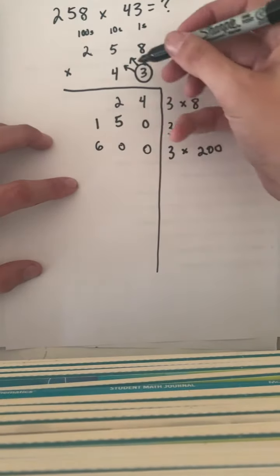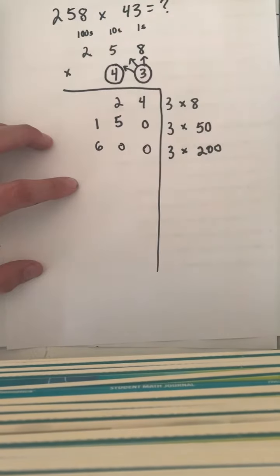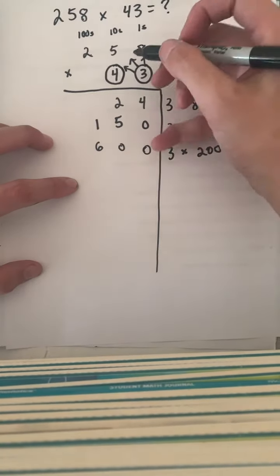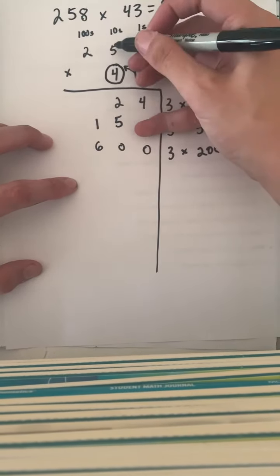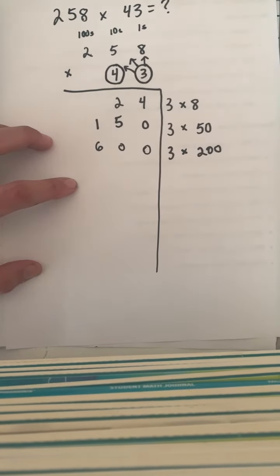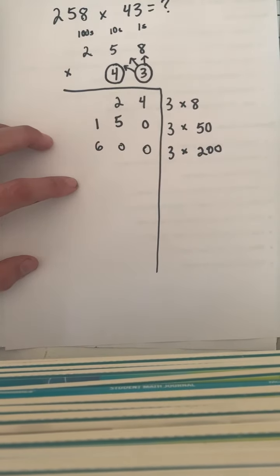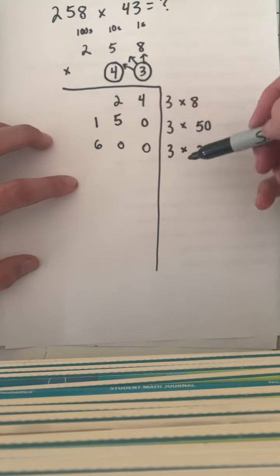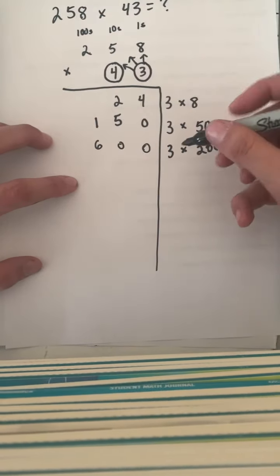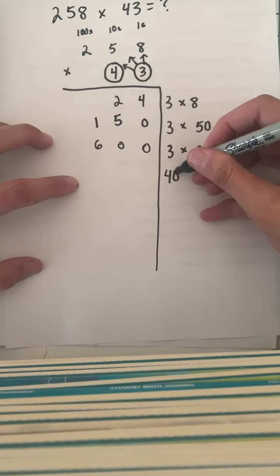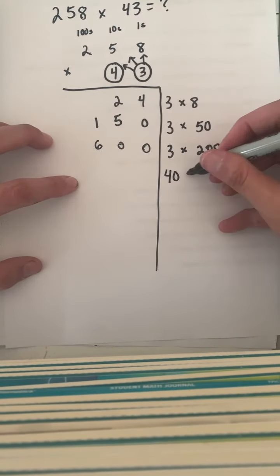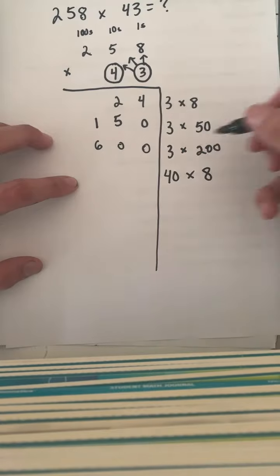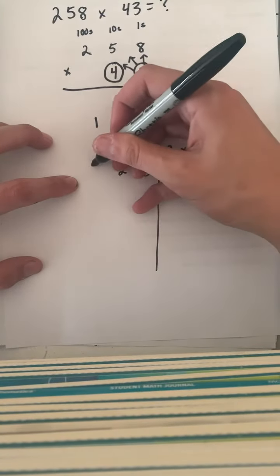Now, when I scoot over to my next part, the 4, I'm going to do the same thing. I need to multiply the 4 times the 8, the 4 times the 5, and then the 4 times the 2. Now, what's going to confuse a lot of people if they're not paying close attention is this 4 does not start off as 4. It is in the tens place, which means it is worth 40. So right off the bat, I am doing 40 times 8, which is 320.